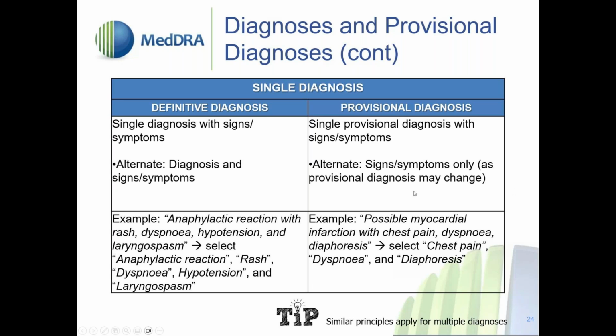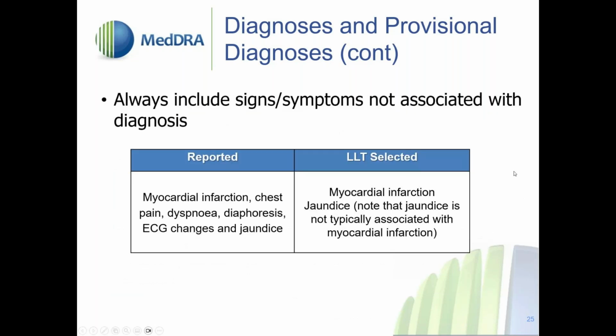So in the example for provisional diagnosis, if they say there's a possible myocardial infarction, they had chest pain, dyspnea, diaphoresis where they're sweating, they all match the provisional diagnosis of myocardial infarction. If I'm following the preferred option, I'm coding everything. But if I'm following the alternative option, I just need to code for the signs and symptoms. So I'm coding chest pain, I'm coding the dyspnea and the diaphoresis. Now, in any of these scenarios, if you receive signs and symptoms that are not associated with your diagnosis or with your provisional diagnosis, then of course you do need to code these separately to the diagnosis.